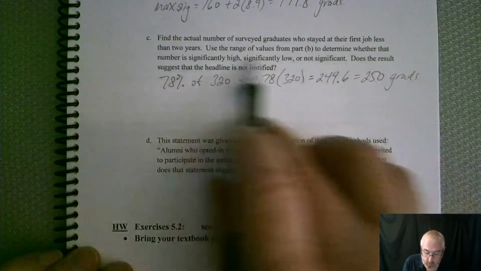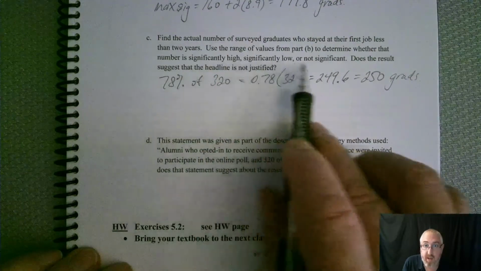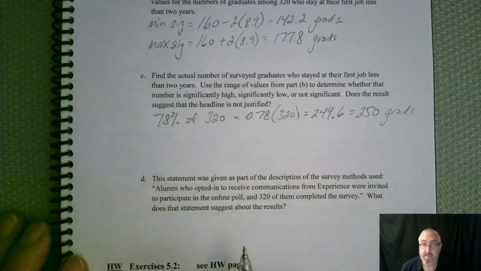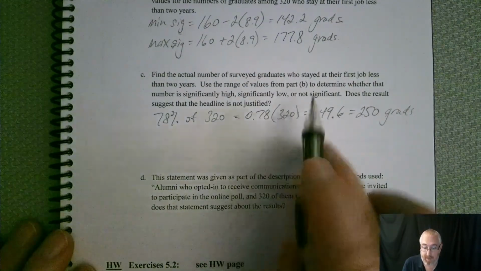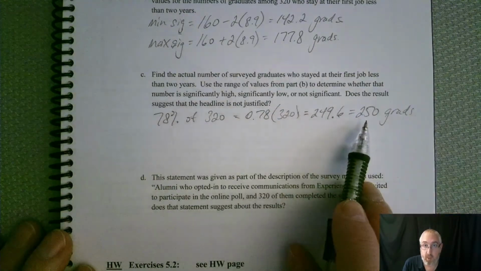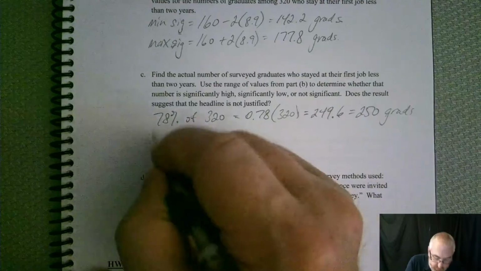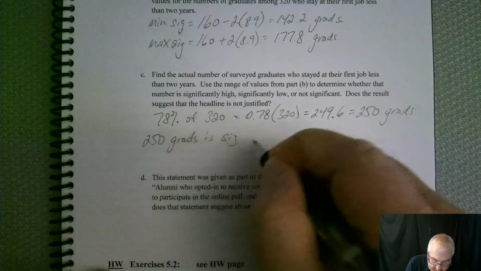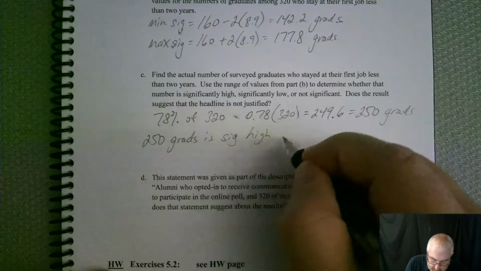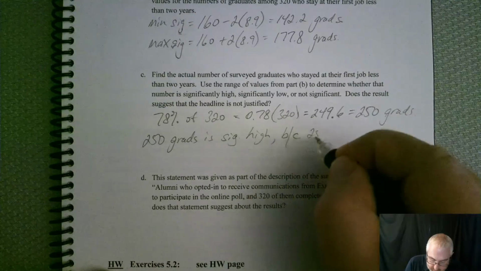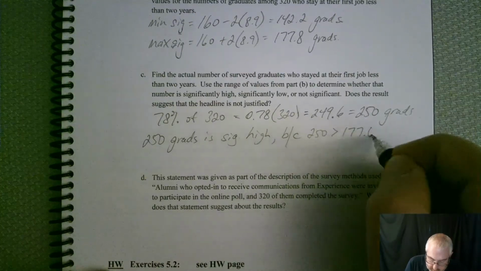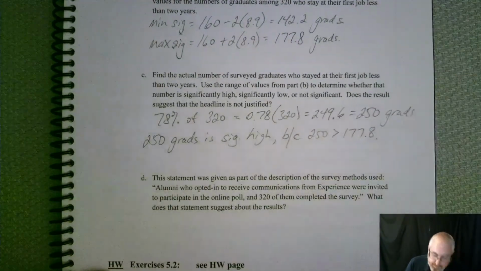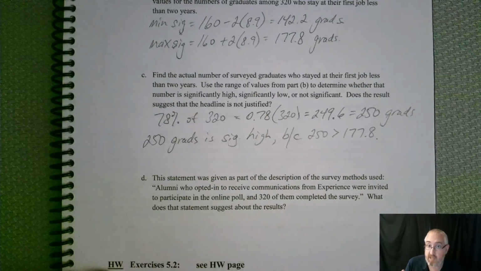Now, what can we say about this: significantly high, low, or not significant? How does this compare to our cutoffs? Well, our maximum is 177, and this is way higher than that. So 250 grads is significantly high because 250 is greater than 177.8. So that justifies why it's significantly high.